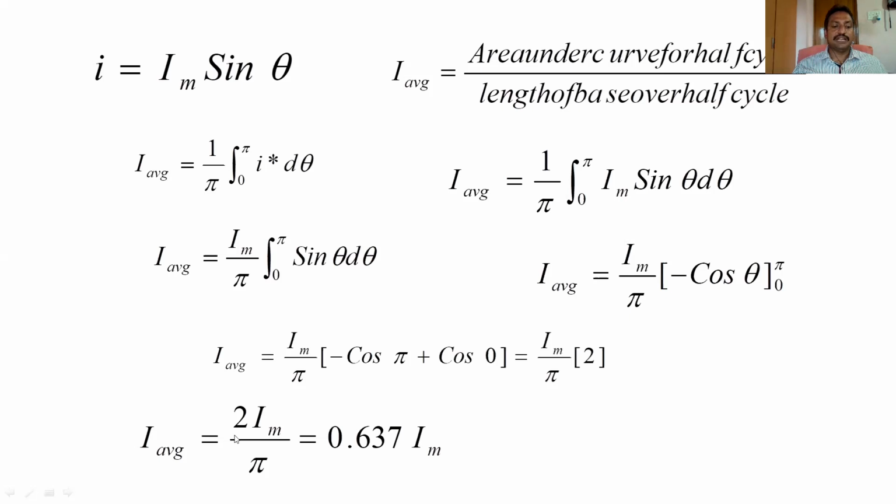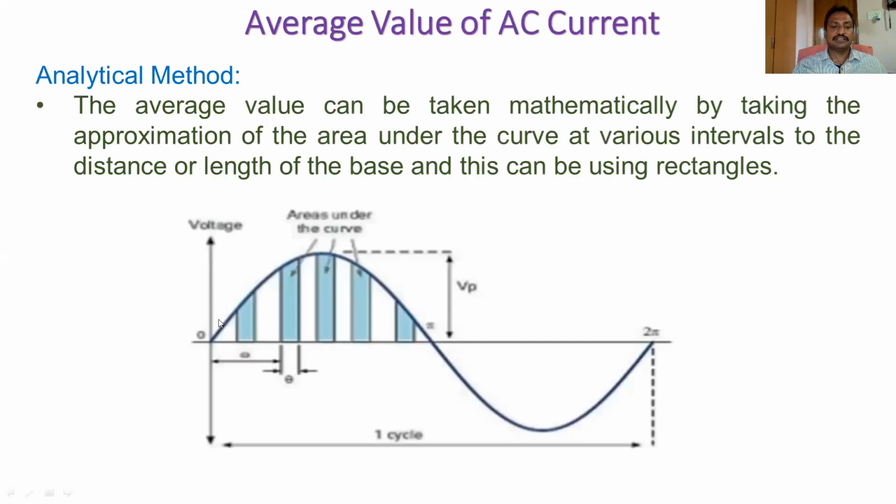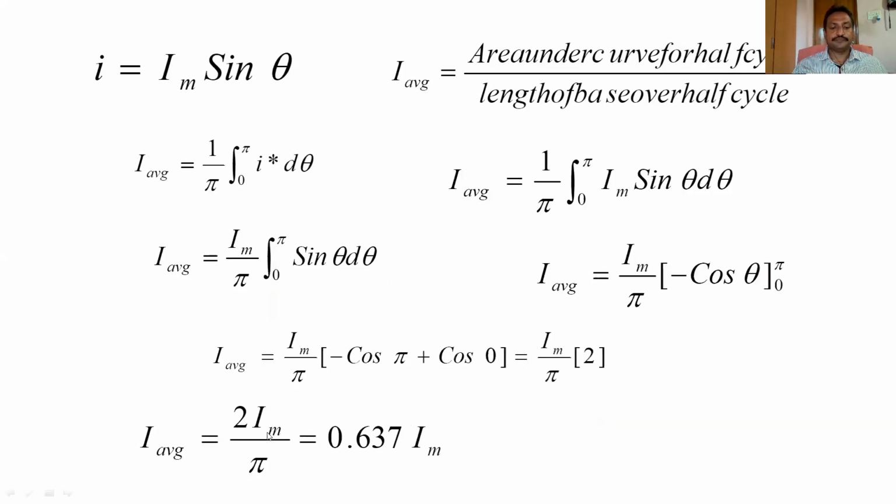So the average value of a sinusoidal cycle is equal to 2 Im by pi. Here 2 by pi is equal to 0.637 times Im. Therefore, the average current of a half cycle will be 63.7% of the maximum value. That is nothing but the average. Similarly, V average is also 2 Vm by pi, that is 0.637 times the magnitude of voltage.